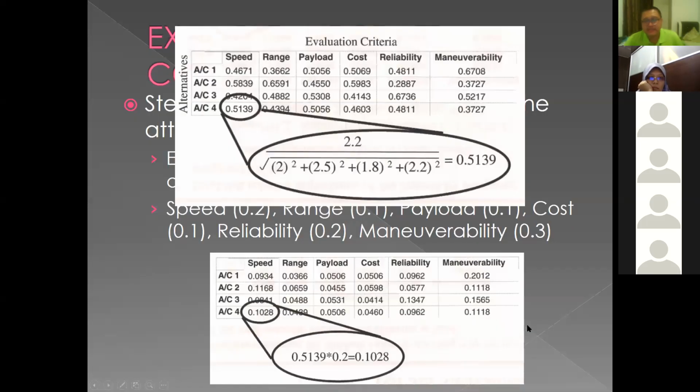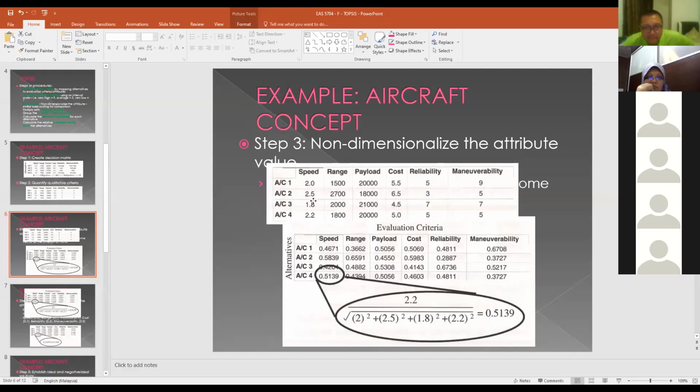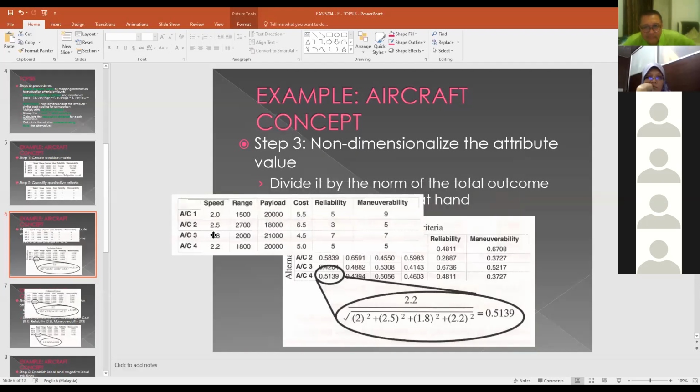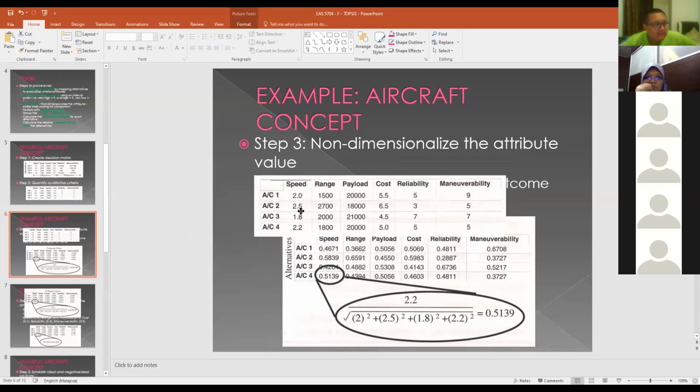Doctor, before moving to step 4, I would like to ask what it means by non-dimensionalized. In step 3, it is stated non-dimensionalized. Yes, up there. Is it that we give numbers to the attributes?